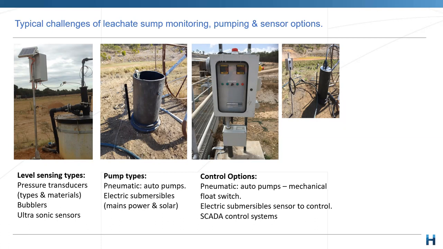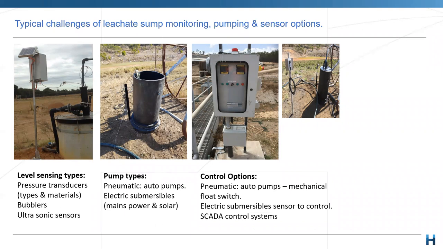Yeah. So we've got a few options to monitor the leachate level. On the left, typically we use a pressure transducer or a bubbler, or that is not ultrasonic, it's actually a sonic sensor. But I think the pressure transducer would probably be the most common type, and the one we normally use has a PP body, a chemical resistant plastic.